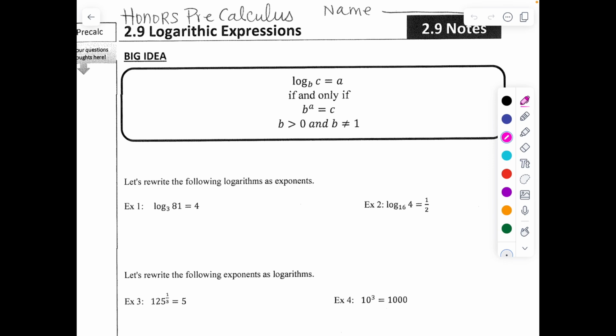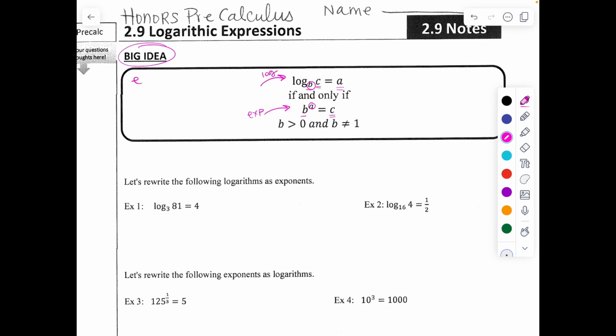Hey guys, we're back and we are starting section 2.9 with using logarithmic expressions. You might have learned this before, but we're going to go back to it because we don't use logs a lot. This is the big idea. A logarithm of a specific base b of a value c equals a if and only if the exponential expression b to the a power equals that value c. So this is an exponential and this is in logarithmic form, okay?